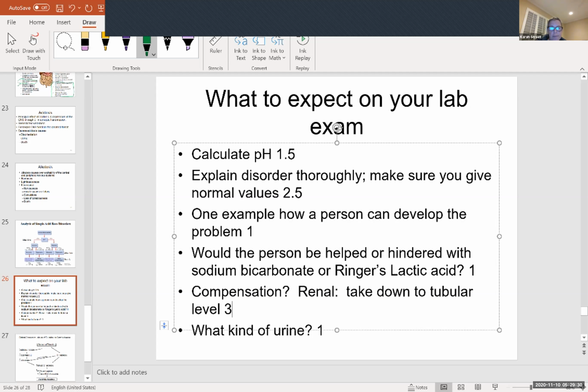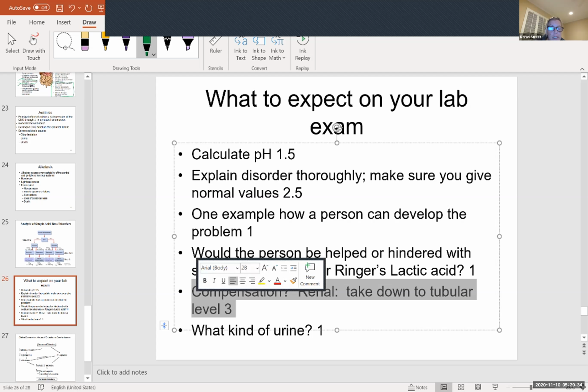And the compensation part, that's where you're telling me about breathing. Well, clearly, if it's a respiratory problem, you're not going to be talking about respiratory compensation, are you? So then those entire 3 points come down to you describing correctly renal compensation. And you're writing a lot. So it's a paragraph. If you have a metabolic disorder, then you are telling me about respiratory compensation and renal. And again, the compensation story will get there. We will do problems together where we go through all of these steps so you are clear as day what to expect on your lab exam.